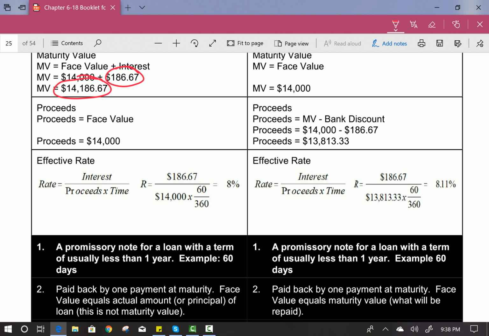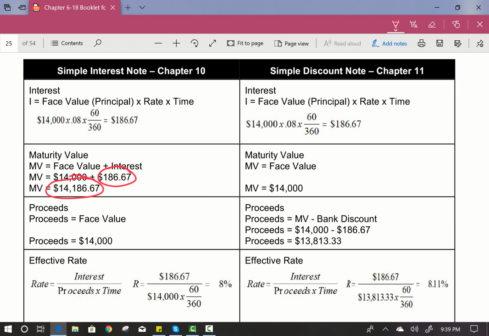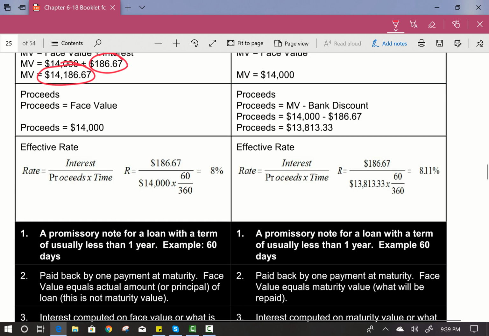Well, the effective rate of this would be the rate of the note, which is 8%, and it's calculated as the rate is equal to the interest divided by the proceeds times the time. So you have your interest of $186.67, and then you divide that by 14,000, which is your face value, times the time of 60 over 360. You would calculate this first, and then it would give you a specific value. It'd be 186.67 divided by that specific value to give you 0.08 or 8%.